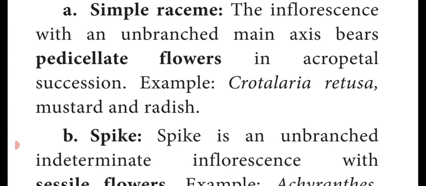First one, simple raceme. That means the arrangement of flowers looks like a racemose inflorescence. So that is said to be simple raceme. The inflorescence possesses a central main axis. The main axis is unbranched. There are no branches. It is an unbranched main axis which bears pedicellate flowers. See the paragraph, it's given in bold letters. So in simple raceme, flowers are with a pedicel. What is that? The stalk of a flower.